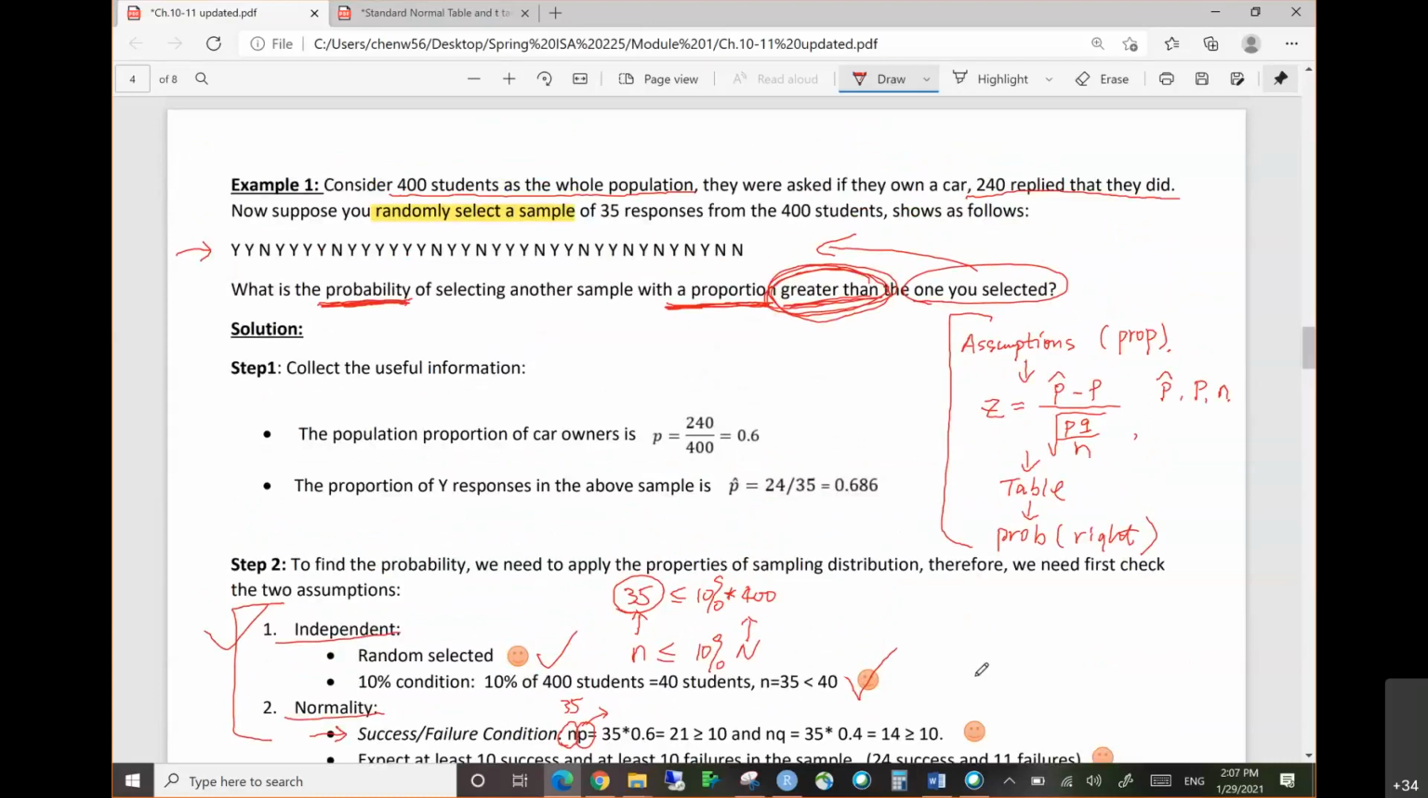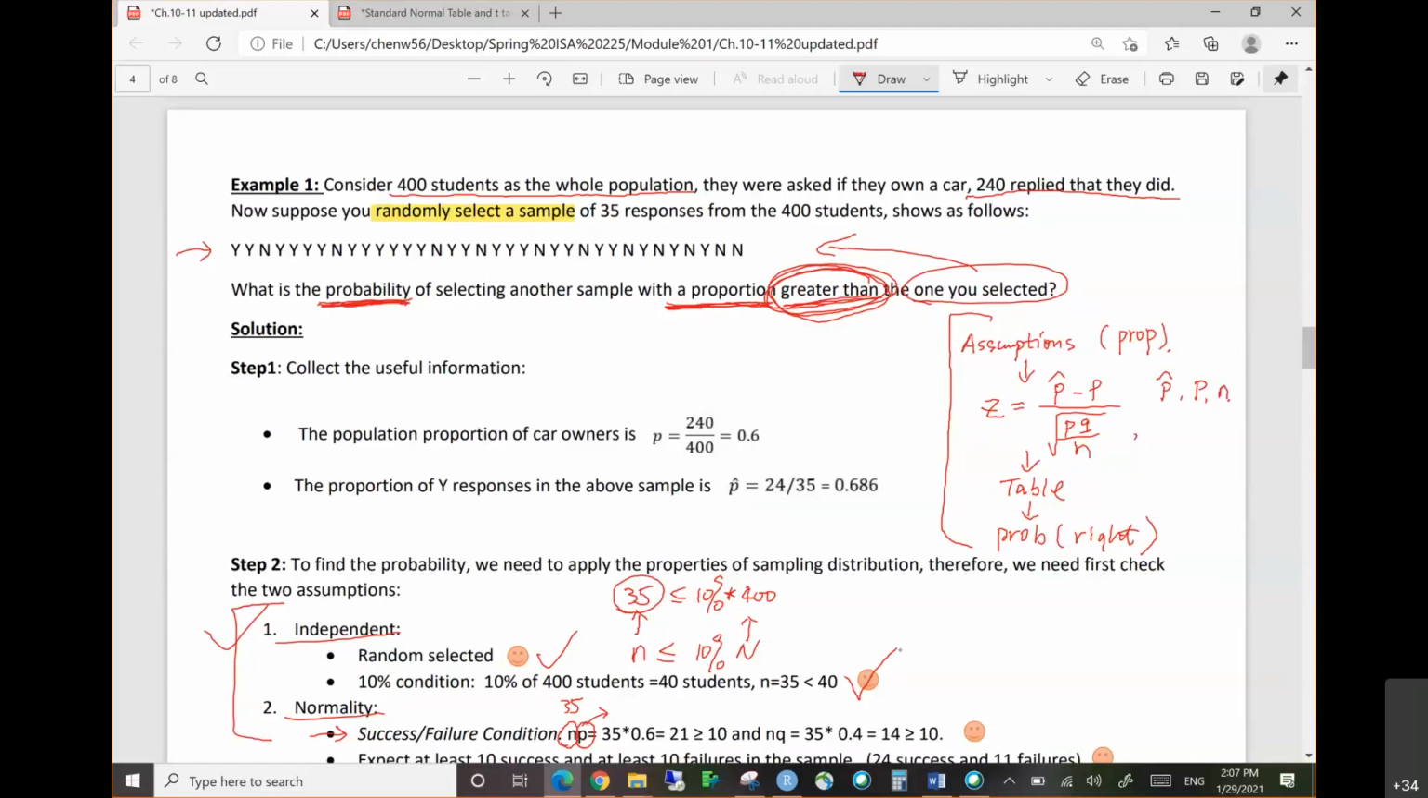Will, what is the population proportion here? Would it be the population proportion? Mm-hmm. I don't know. The population proportion of owning a car. Of owning a car? Yep. 240. Proportion. 240 out of 400. Yes.